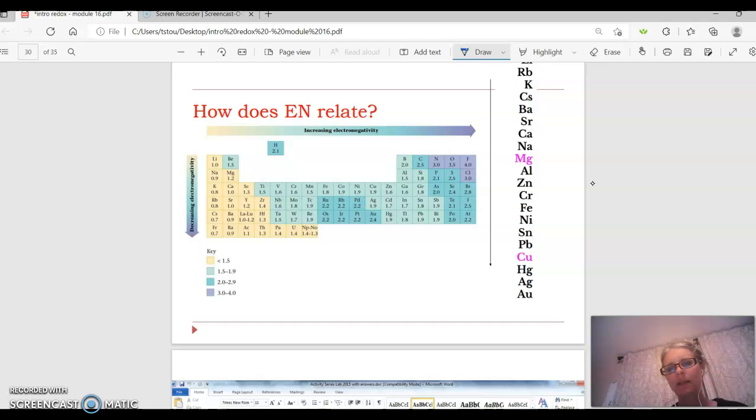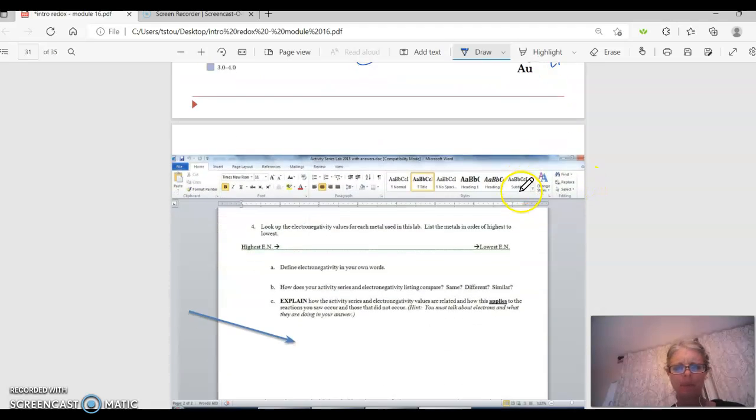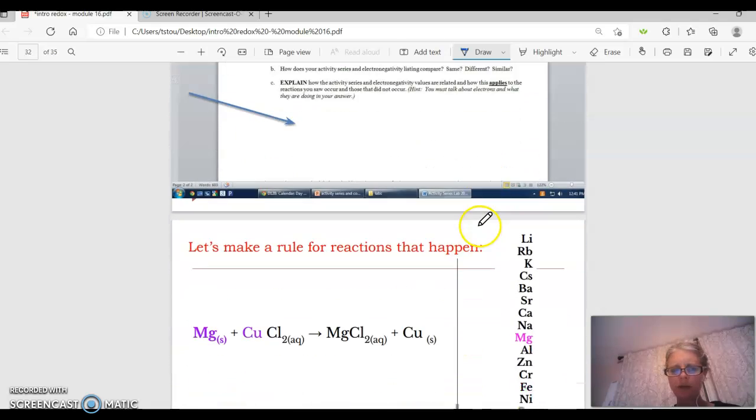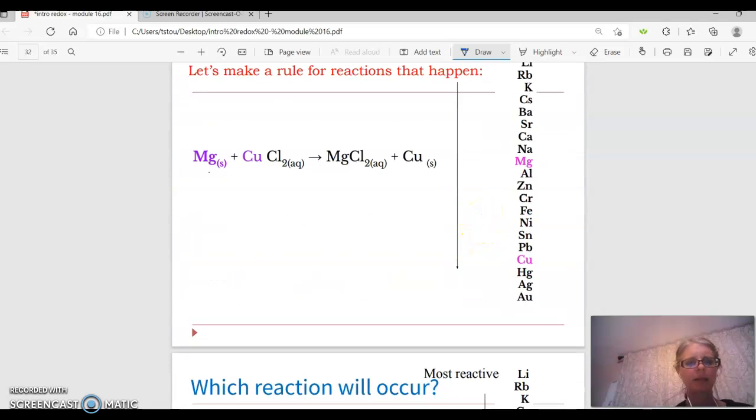Then we related it to electronegativity. Electronegativity is the idea of how much you love electrons. A really high electronegativity means you really love electrons. If I look at the chart, these up here have a really low electronegativity. These down here have a really high electronegativity, which means copper loves electrons, and magnesium and zinc hate them. So when I try to explain how this all works, we looked at it. Magnesium here lost electrons. That's good because he hates them. Copper gained electrons. That's good because he loves them.